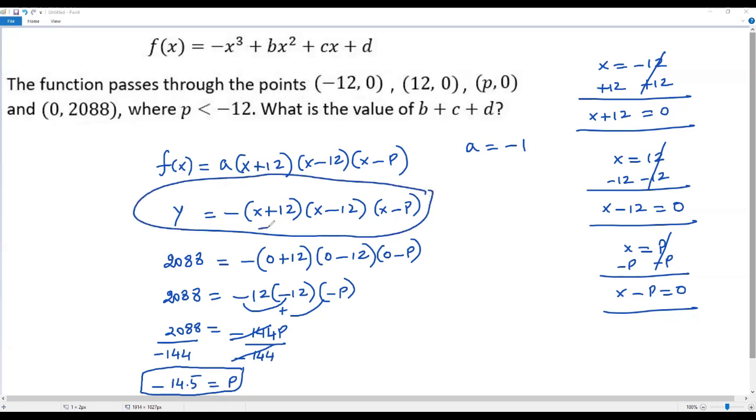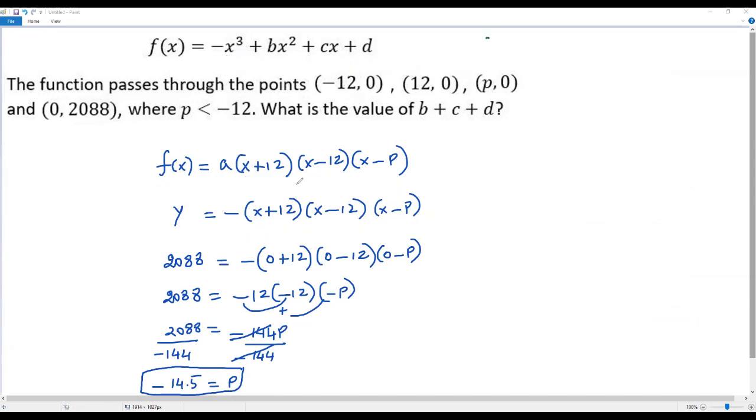Then I have to multiply the three factors over here, and I'll be getting an expression like this. So I'm going to take this particular step. In this step, we don't need y anymore. So instead of y, we can use f of x equals negative (x plus 12) times (x minus 12) times (x minus p). So in this step, I'm going to plug in negative 14.5 for this p. So negative of 14.5.